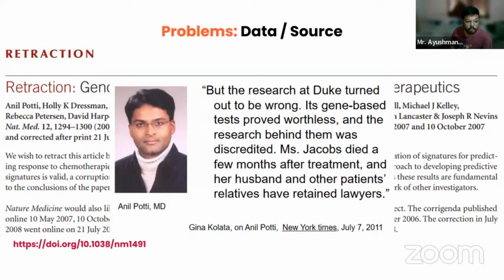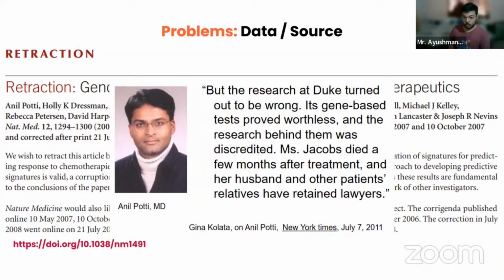This is the main researcher for that paper, Anil Potti, who was then a scientist at Duke University. So not only does irreproducible research affect the quality of science and the involved researchers, it can have implications even directly to human health, especially since we're dealing with life sciences research. So this is one of the problems.